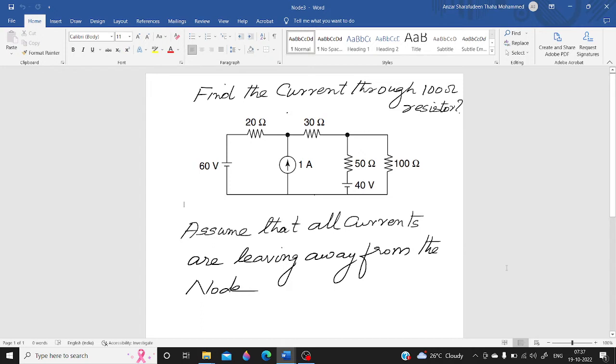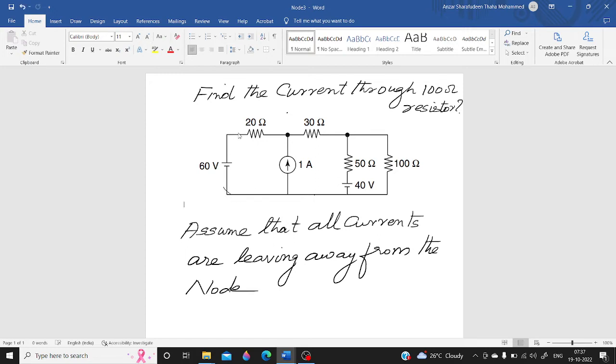Let us consider this example. Find the current through the 100 ohm resistor. So this is the question. Here, the first thing is we have to identify the nodes. How many nodes are here?